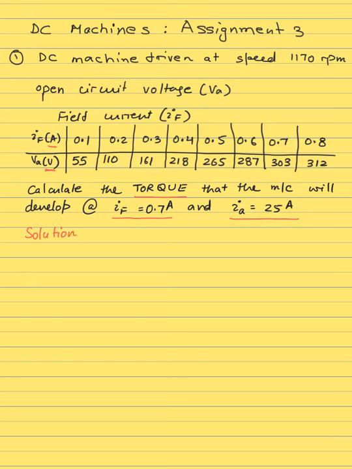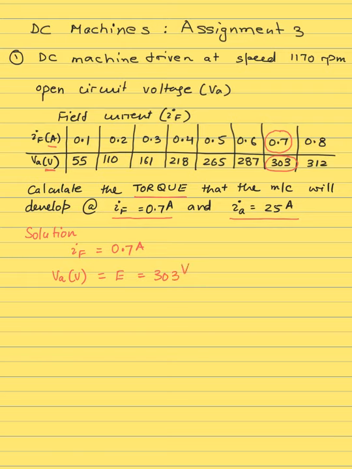We're looking at the field current of 0.7 amperes. First we will look at the table here. So IF of 0.7 amperes corresponds to the open circuit voltage of 303. That's your armature open circuit voltage, and the armature open circuit voltage basically equals E under open circuit conditions. So this equals 303 volts.